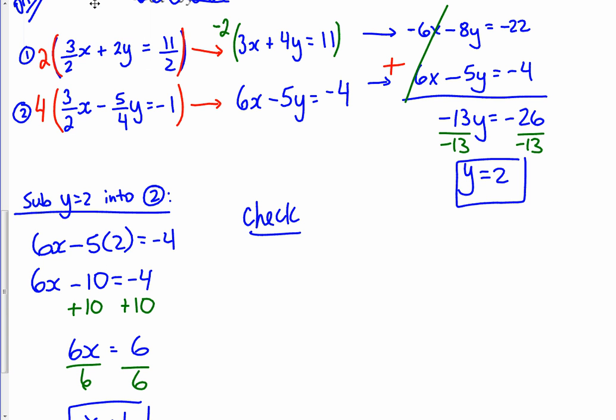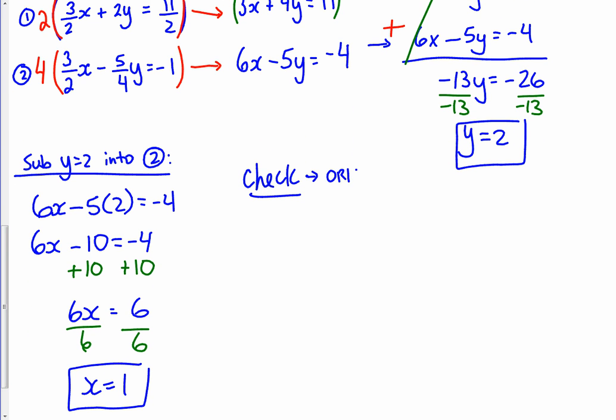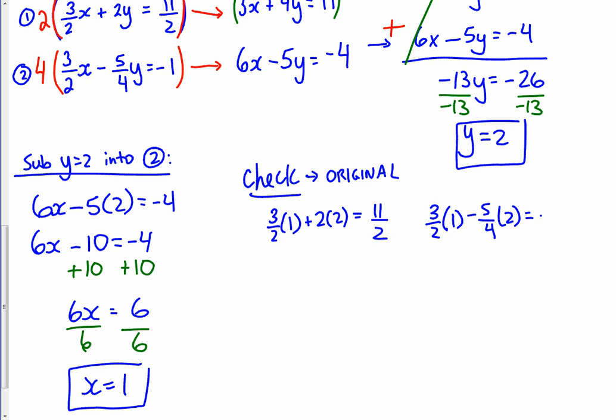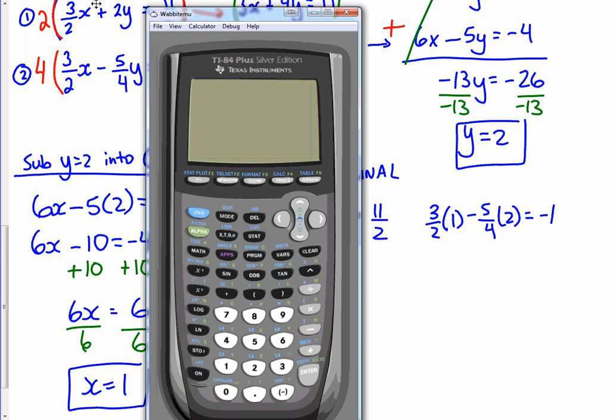Doesn't matter which one you check with. Yes, always with who? The original. Now, these originals are pretty ugly, so if I were you, I would probably use my calculator. You don't have to. Okay, so you have to check with your originals always, always, always. So I would store, there we go. Okay, store x as, so 1 store is x, 2 store is y, alpha 1.